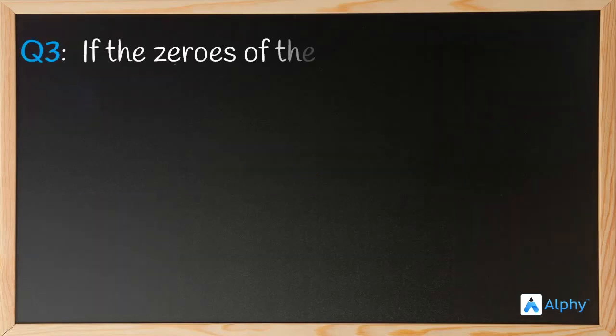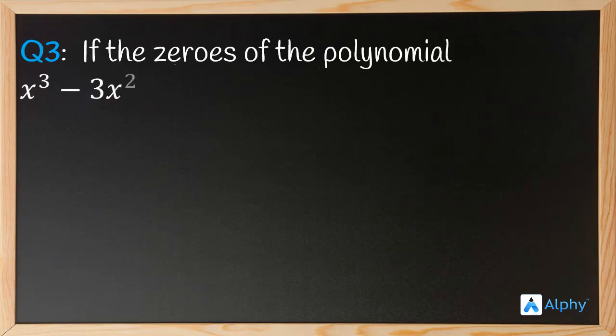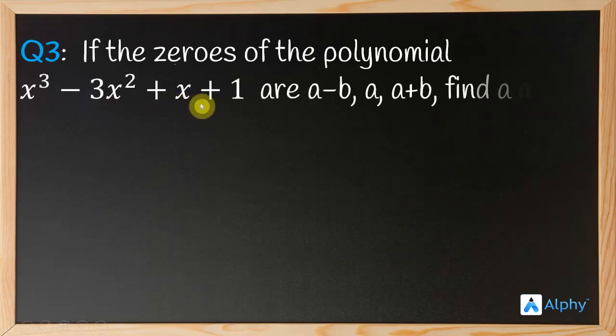Question number 3. If the zeros of the polynomial x cubed minus 3x squared plus x plus 1 are a minus b, a and a plus b, find a and b. So we have been given a polynomial and its zeros, but we have been given them in a different form. We have been given the zeros as a minus b, a and a plus b, and from here we have to find a and b. So let's take a look at the solution.